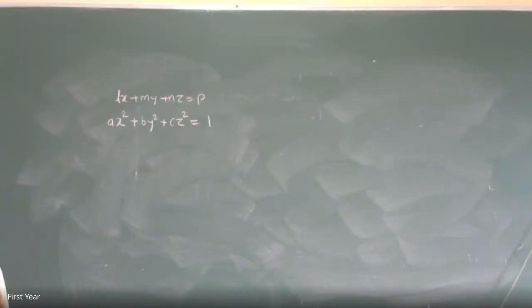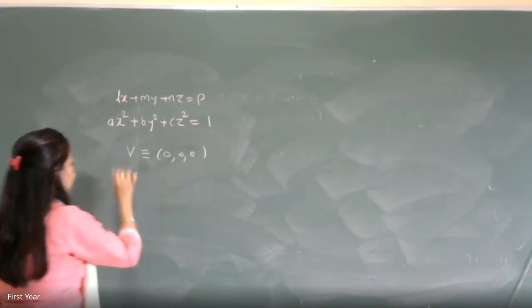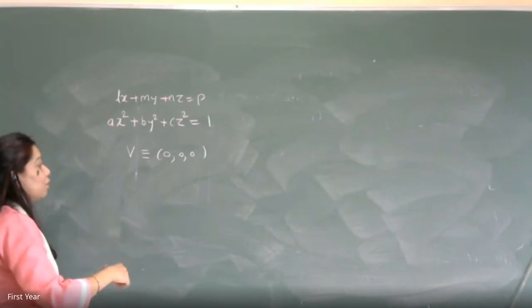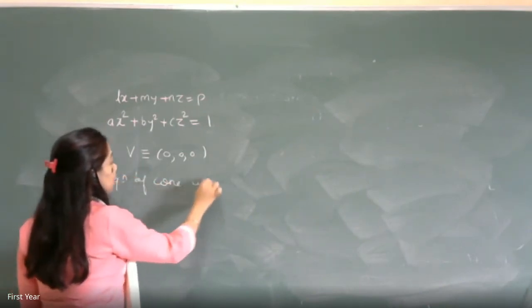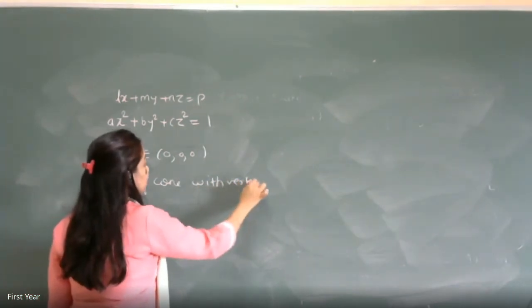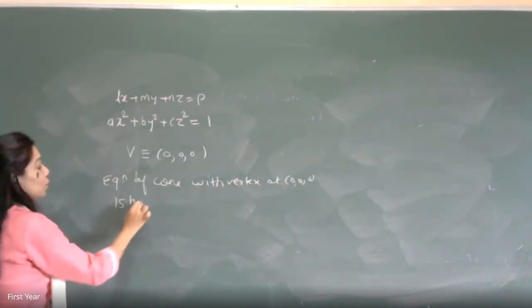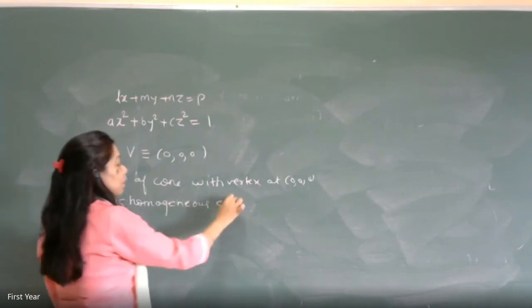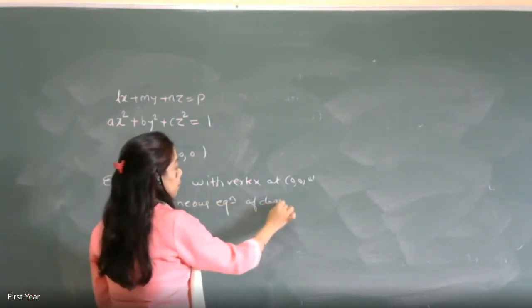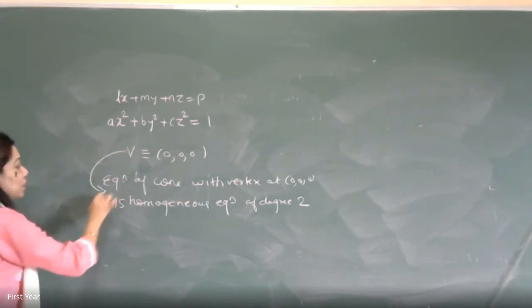And what is given to you? The vertex is origin. So we have made a remark and we saw how it turns out to be: the equation of a cone with vertex at origin is a homogeneous equation of degree 2. Correct? So with the help of this, I got this conclusion.